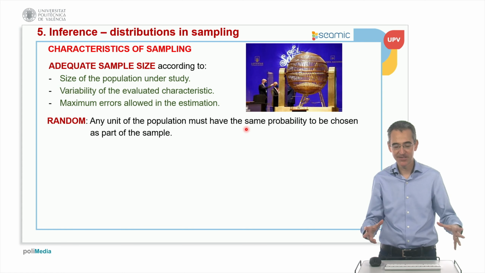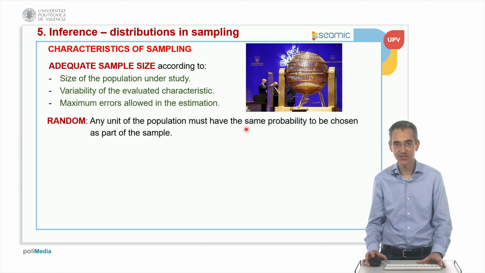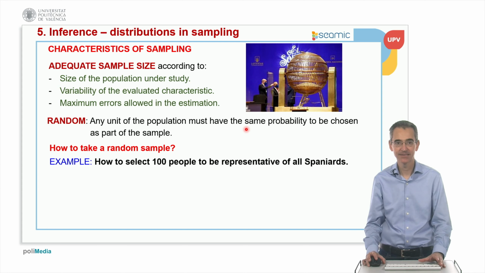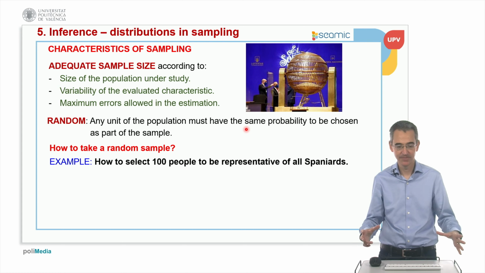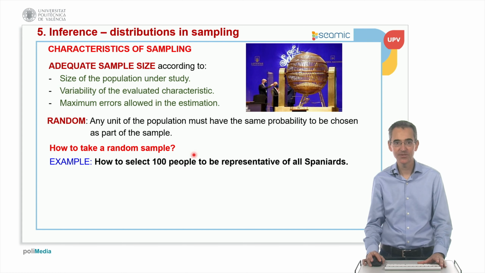But in a real context, this situation is not so theoretical or so ideal, and it could be not so easy to take a random sample. But how to take a sample at random? For example, imagine that we want to select 100 people to be representative of all Spaniards, of all people living in Spain. Well, we can take different approaches.